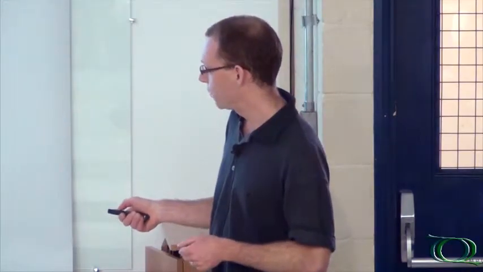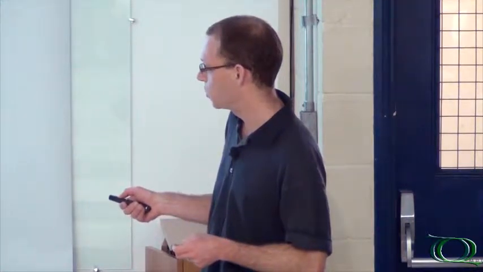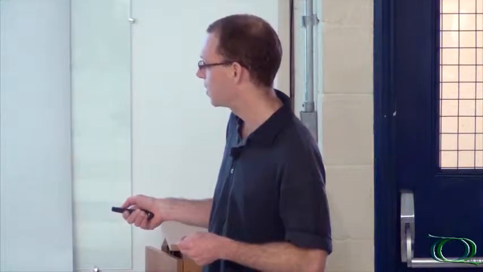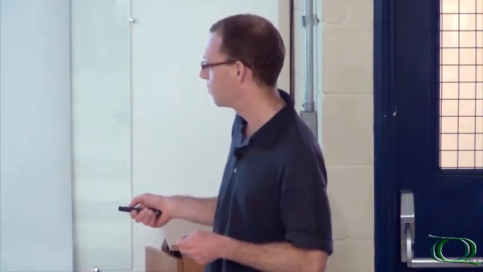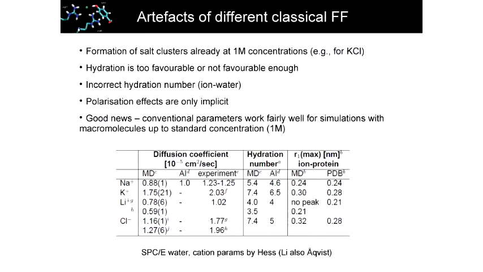The diffusion coefficient of chlorides is about 177 times 10 to the minus 5 square centimeter per second. But what you see in simulation is that they move slower. That's one example, and we have to know these things. But that does not mean that they cannot bind to proteins or that we get the wrong results on everything.